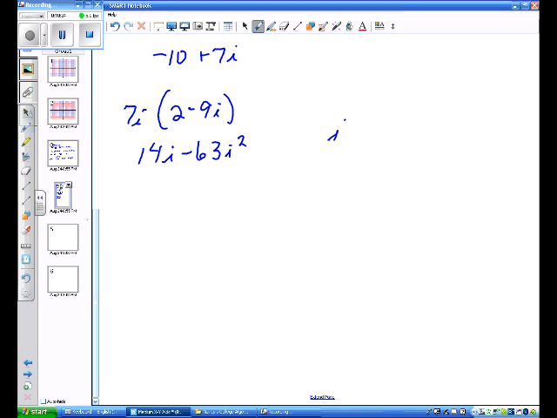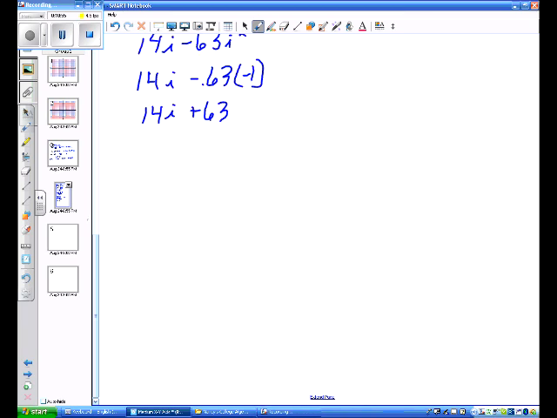We know that i squared is equal to negative 1. That was the definition of it. So if we go through, we can replace our i squared with a negative 1. So we're going to have 14i, then negative 63 times negative 1 will make that a positive 63. And it's very important, we'll never leave i written to a power greater than 1. We'll always be able to simplify that down.